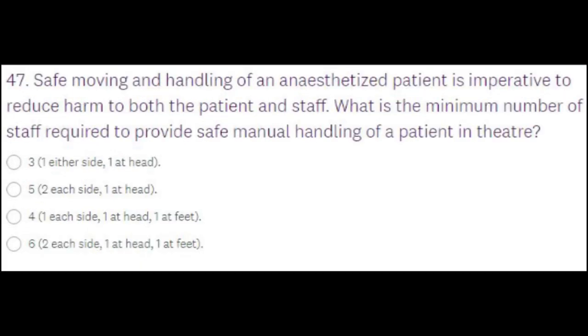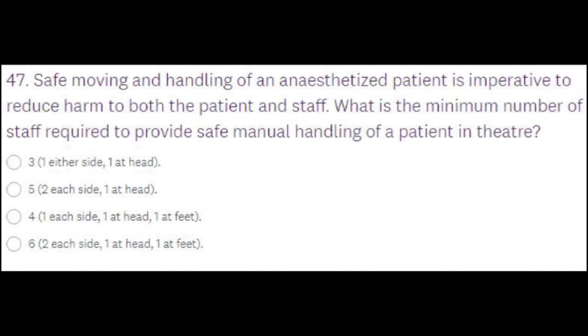Question number 47. Safe moving and handling of an anesthetized patient is imperative to reduce harm to both the patient and staff. What is the minimum number of staff required to provide safe manual handling of a patient in theatre? Option A, 3, 1 either side, 1 at head. Option B, 5, 2 each side, 1 at head. Option C, 4, 1 each side, 1 at head and 1 at feet. Option D, 6, 2 each side, 1 at head and 1 at feet. So option C, that is 4, is the right answer. 4 means 1 each side, 1 at head and 1 at feet.